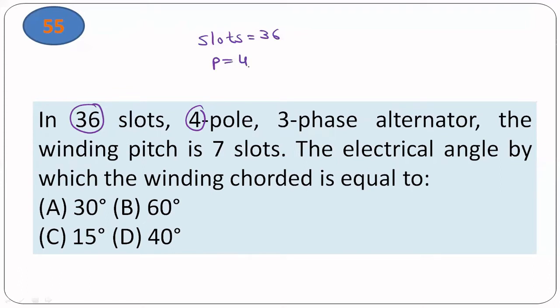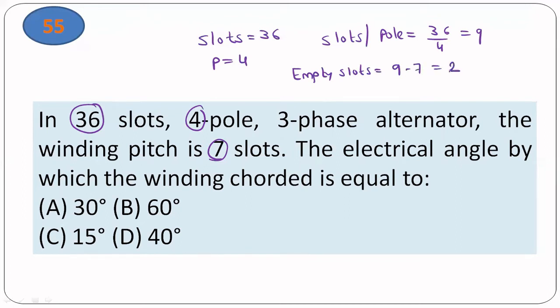Now, if we calculate slots per pole, it is 36 divided by 4, which is 9. But it has already been mentioned that the winding pitch is 7 slots. The winding pitch is 7 slots means now we can calculate the chorded slots as 9 minus 7, which is equal to 2. So 2 slots are actually chorded.